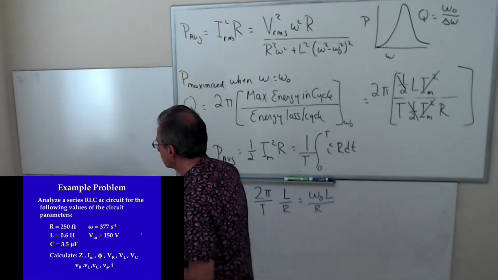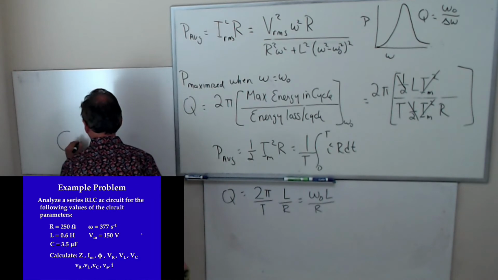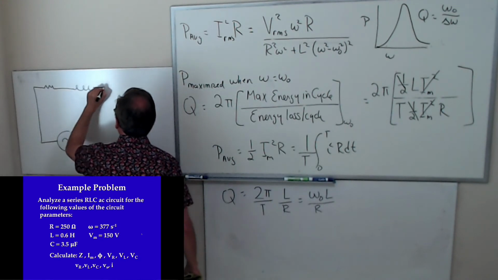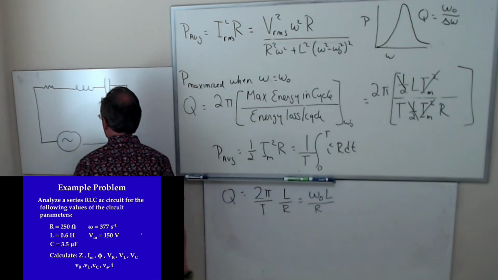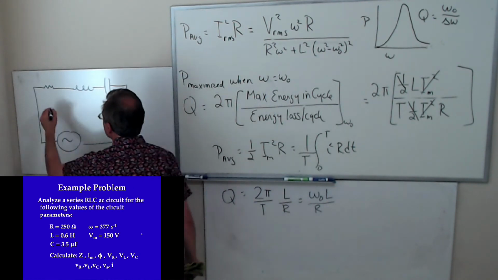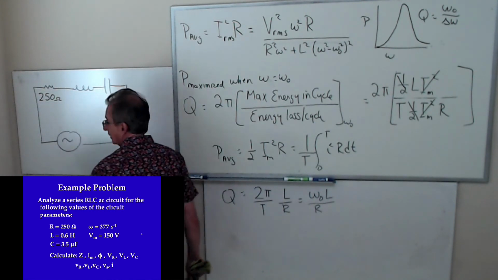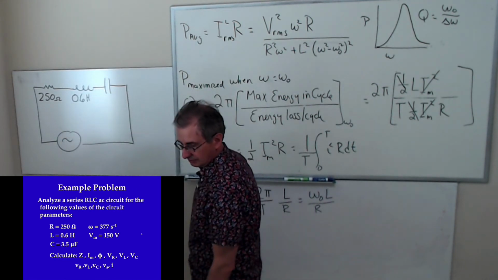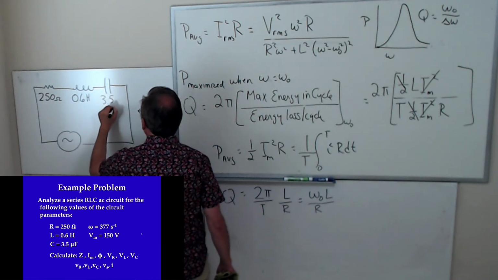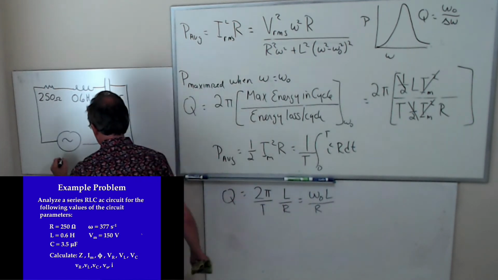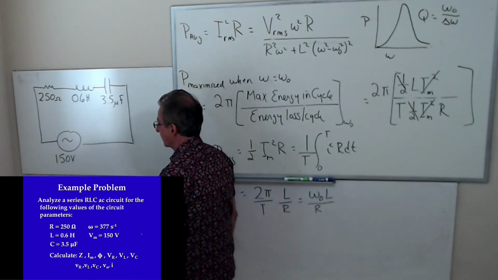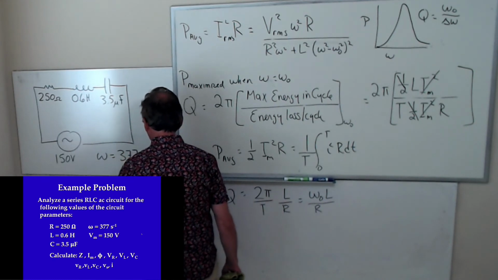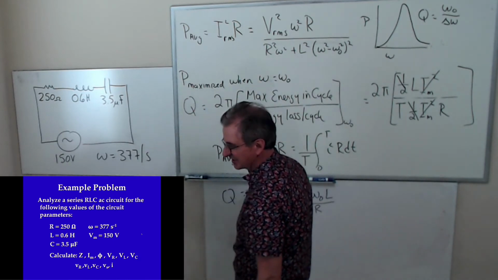Okay, so let's say I have an RLC circuit. The resistor is 250 ohms. The inductance is 0.6 henries. The capacitance is 3.5 microfarads. The source is 150 volts. And let omega be 377. Why did I choose 377? That's 60 hertz.